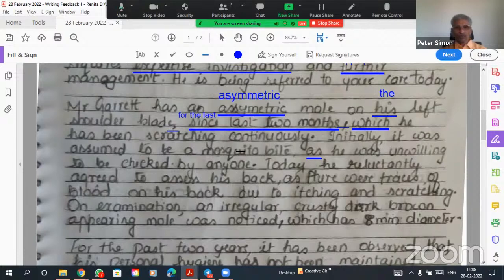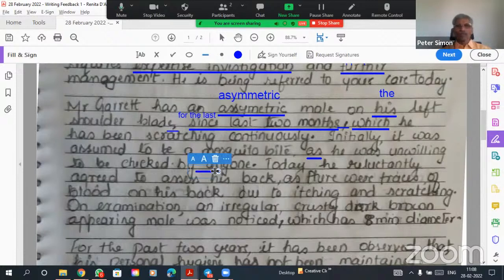Initially, it was assumed to be a mosquito bite, and that is different. And therefore, it was assumed. Assuming it to be a mosquito bite, he was reluctant. You can say like that. That's good.